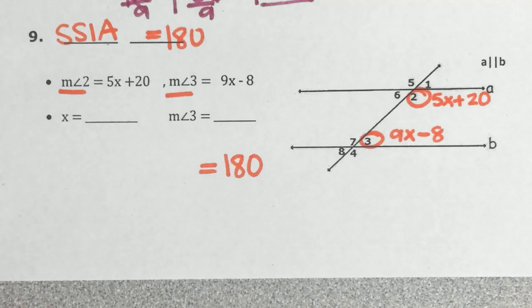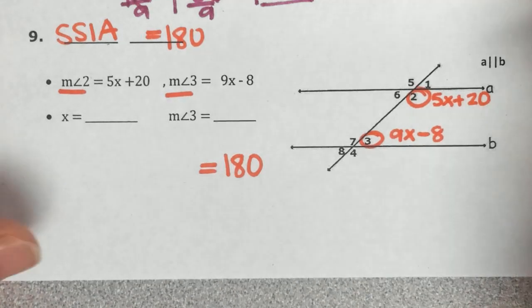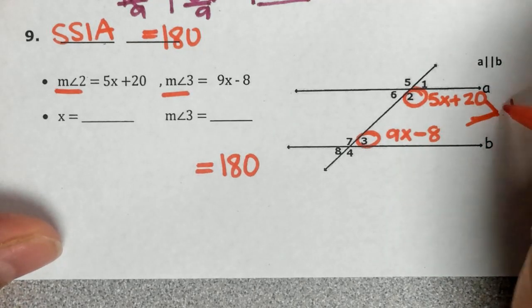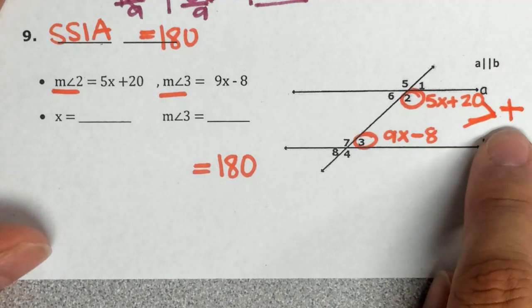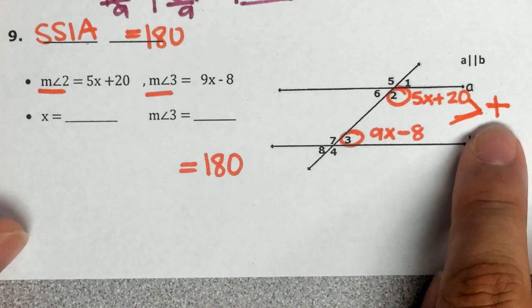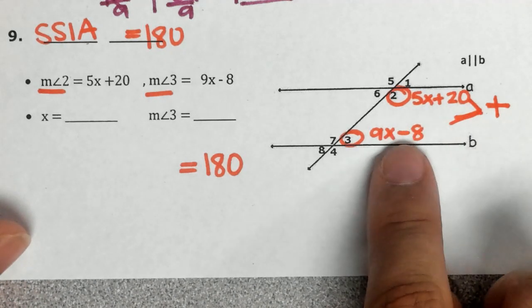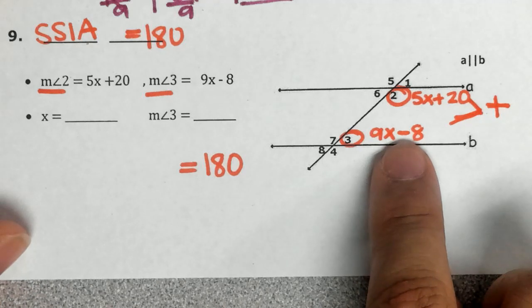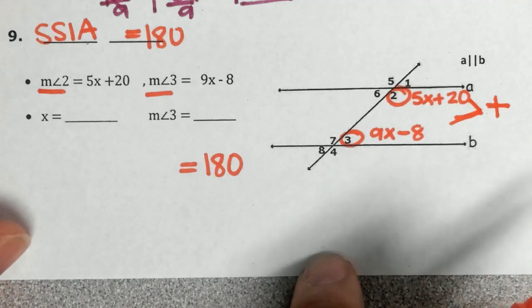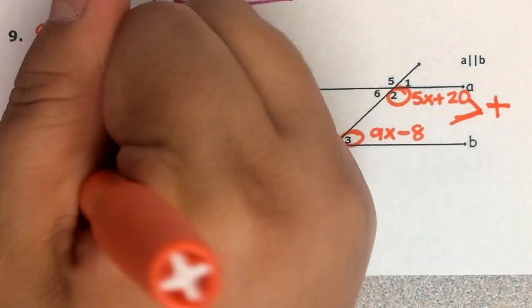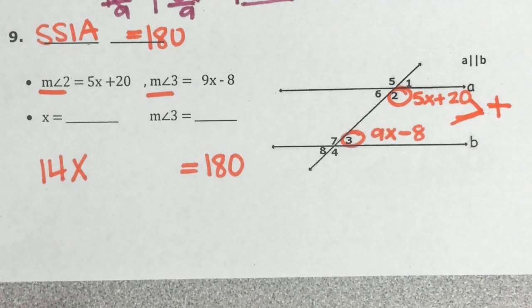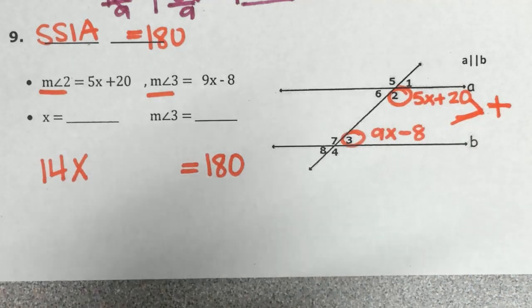Well, what's going to equal 180? What do I do to these two things? You are going to add them together. What is 5x plus 20 plus 9x minus 8? How many x's am I going to get here? 14 x's. Does everybody see how I got 14 x's? Jonathan, you with me over there? And then what? What is 20 plus negative 8?